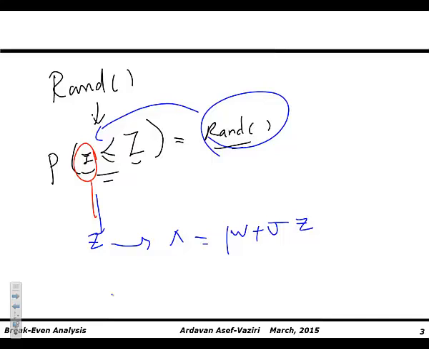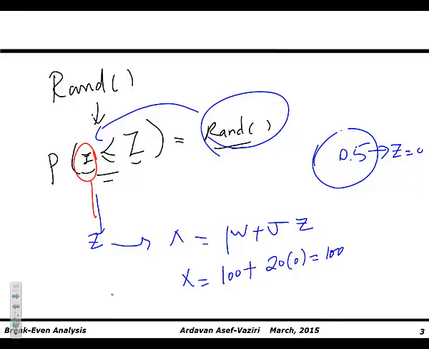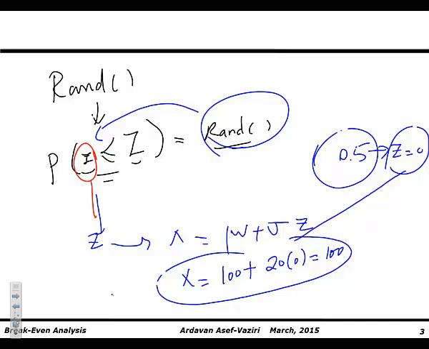Therefore, for example, if rand comes out 0.5, that will correspond to z equal to 0, right? And if that is equal to 0, x would be equal to 100, which was mu, plus 20 times 0, which is 100. So you use this rand of 0.5, you created the z, using z you created x. I will explain it in Excel.